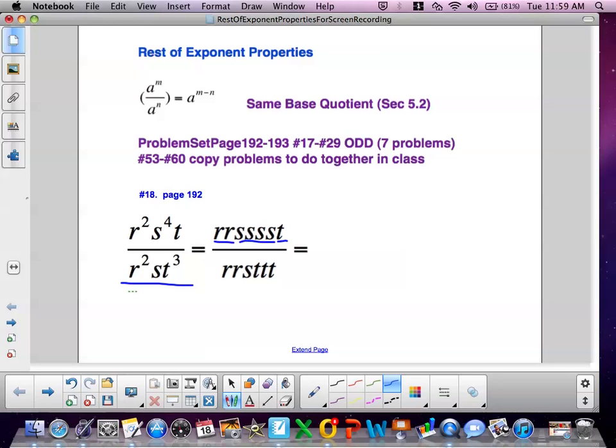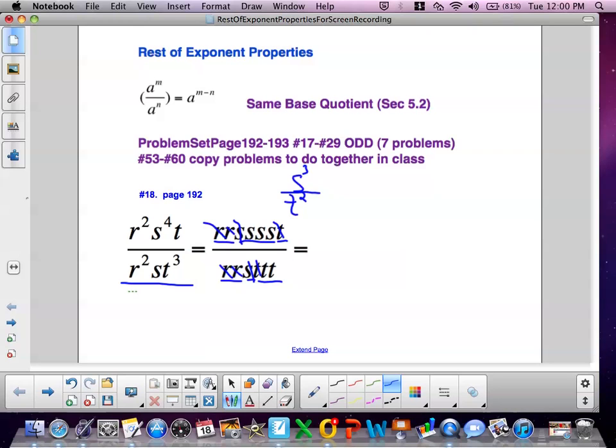My denominator, r times r, 1 s, and t times itself 3 times. And you can see by looking at this, you can eliminate one r on top, one on bottom, and you can just go across with your eliminations. 1 t on top, take away 1 on bottom, and who's left standing? I have 3 s's on top and a pair of t's on the bottom.